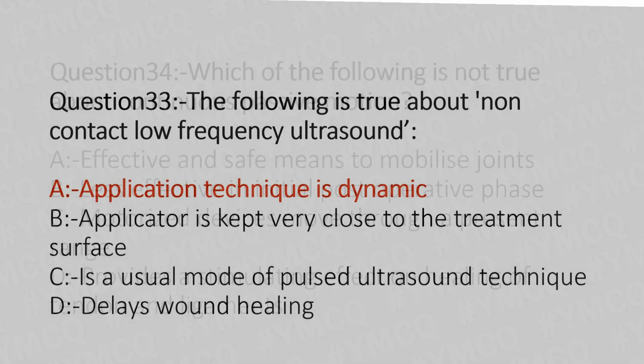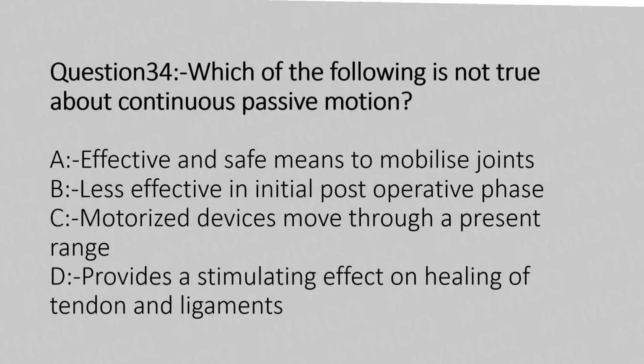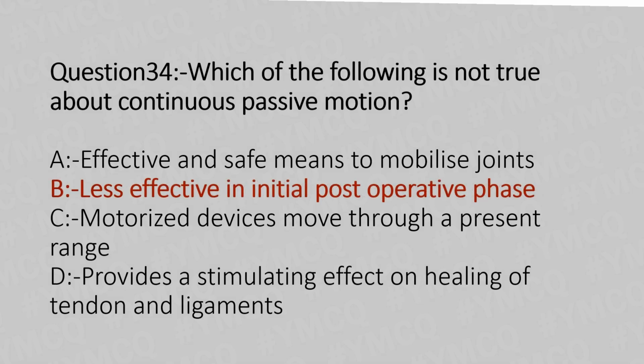Now let's move to question number 34. Which of the following is not true about continuous passive motion? Option A, effective and safe means to mobilize joints. Option B, less effective in initial post-operative phase. Option C, motorized device moves through a preset range. Option D, provides a stimulating effect on healing of tendons and ligaments. And the answer is option B, less effective in initial post-operative phase.